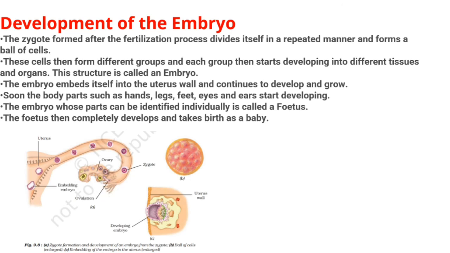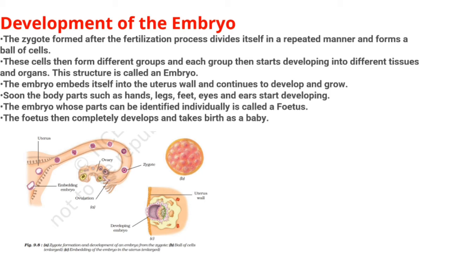Development of embryo. The zygote formed after the fertilization process divides itself in a repeated manner and forms a ball of cells. These then form different groups, and each group then starts developing into tissues and organs. This structure is called an embryo. The embryo embeds itself into the uterus walls and continues to develop and grow.